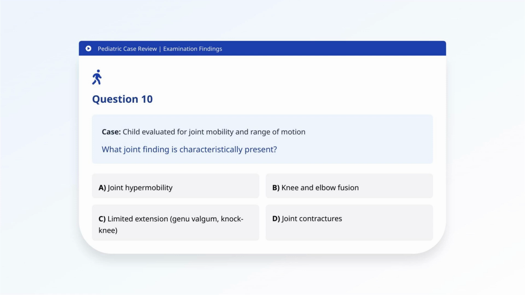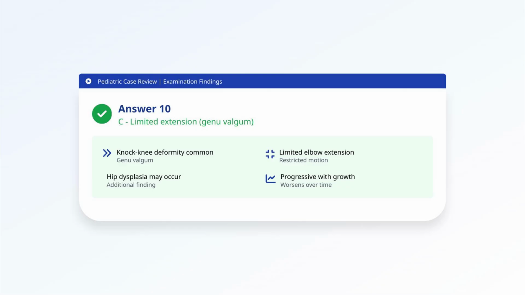What joint finding is characteristically present? Option A, joint hypermobility. Option B, knee and elbow fusion. Option C, limited extension with genu valgum or knock knee. Or option D, joint contractures. The correct answer is C, limited extension with genu valgum.